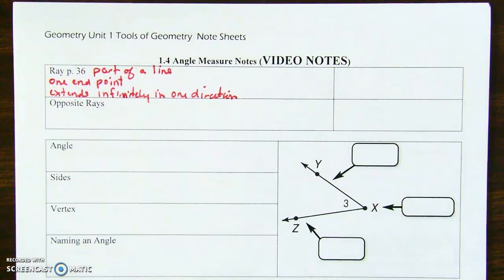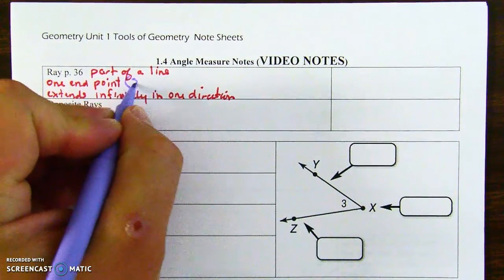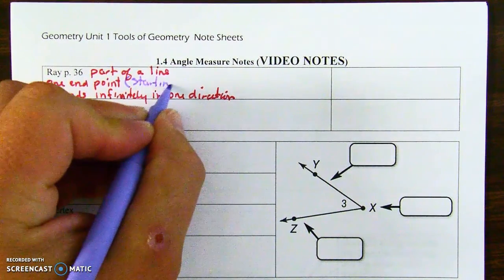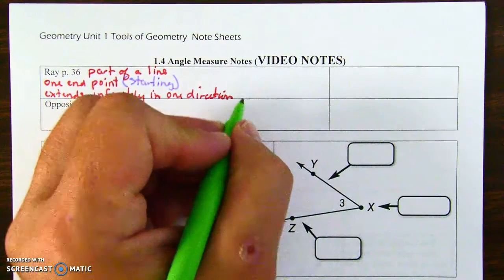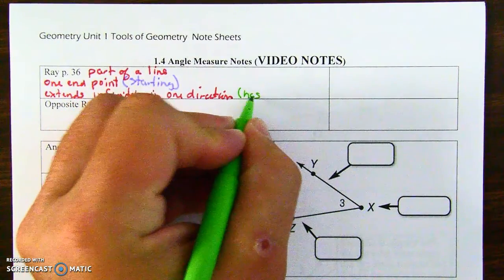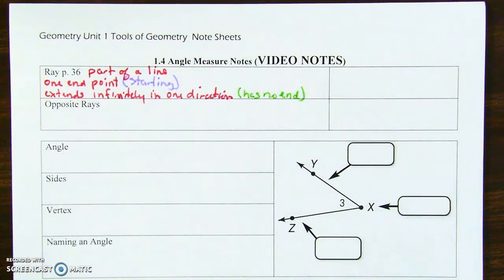Okay. So what I also like to call the endpoint, I like calling it also, I'm going to put this in parentheses, starting point. And the other part that I like to say is that the ray extends infinitely in the direction, it has no end. Okay, so it depends on how you look at it, how you want to talk about it, and whatever it may be.